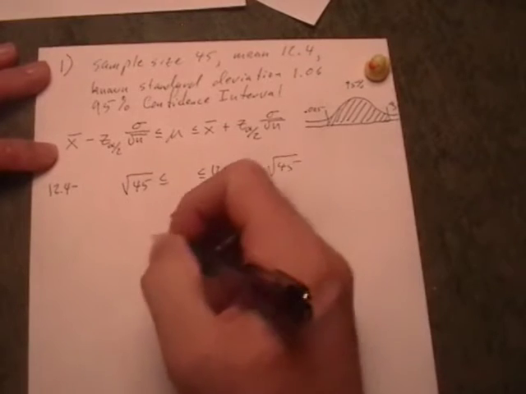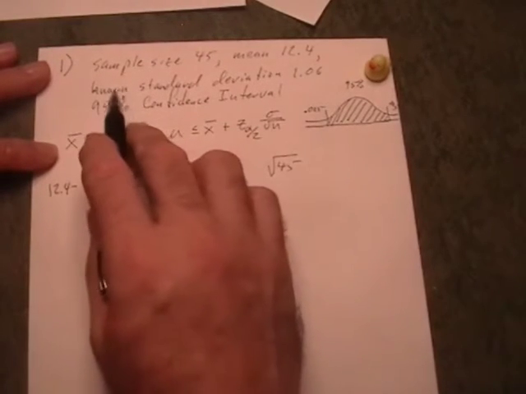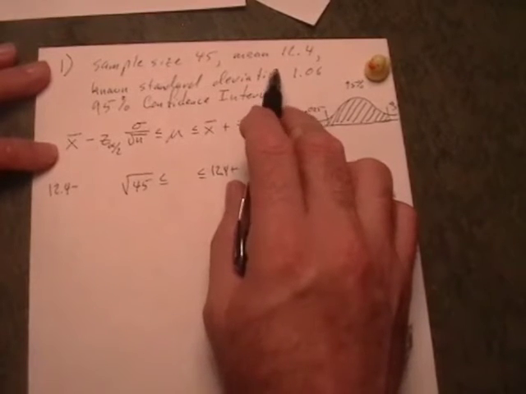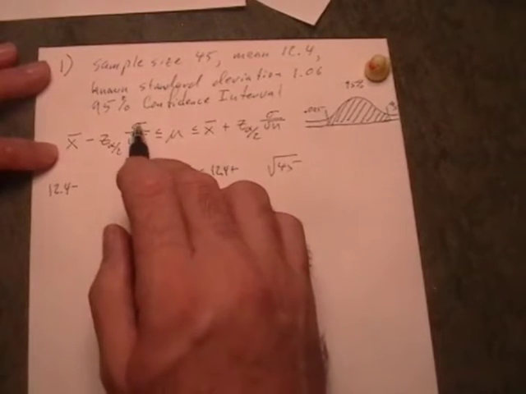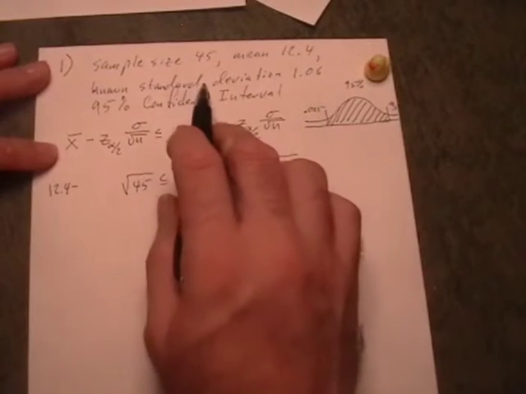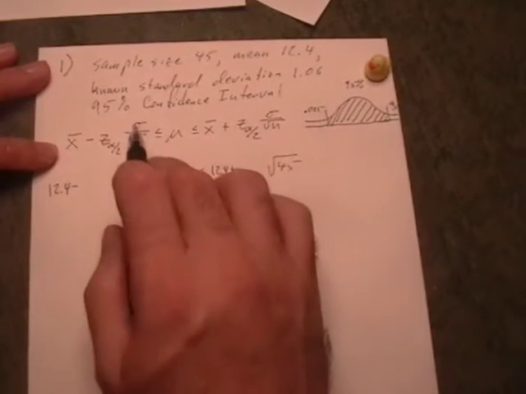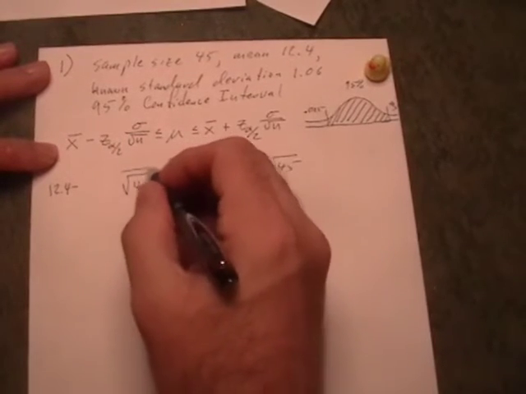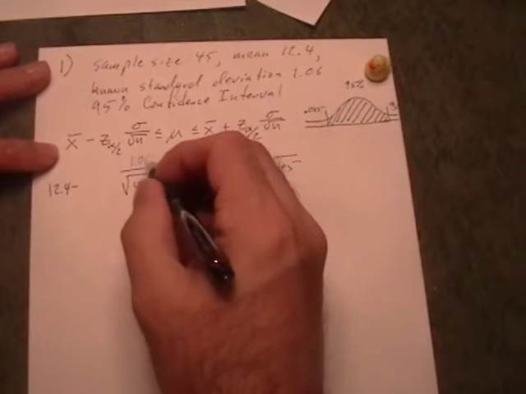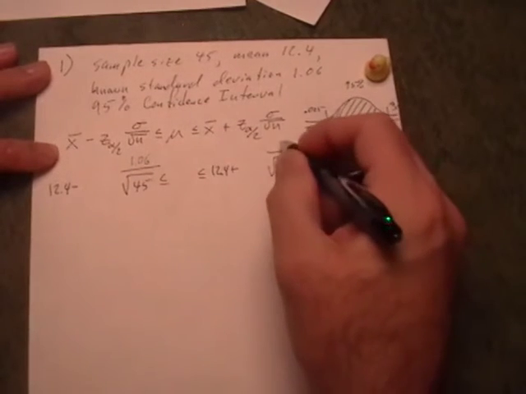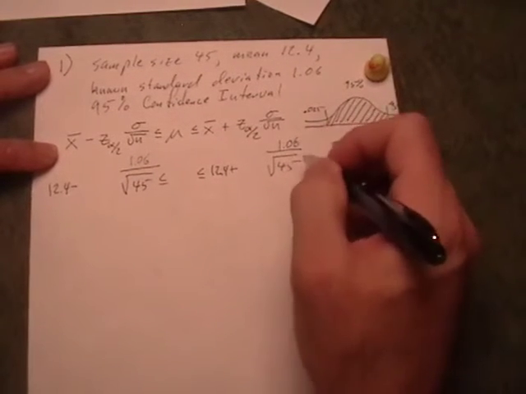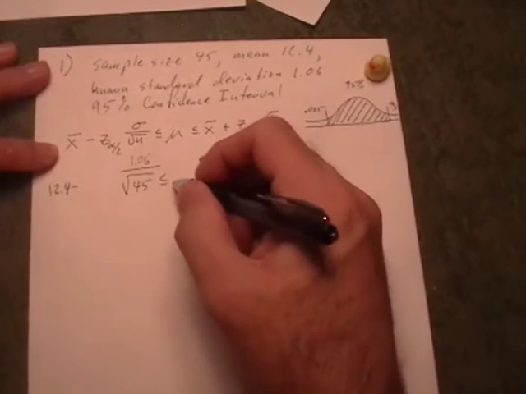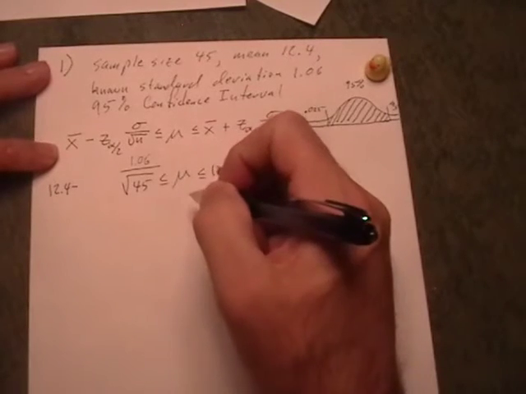I'll put those over. It's got a known standard deviation. If the standard deviation is known, then that's sigma. If the standard deviation comes from the sample, then that would have been an S here or here. The standard deviation is 1.06, so I'm going to put it up top here. I'm going to put it up top there. Mu is what we're looking for. Mu is going to be on the inside.